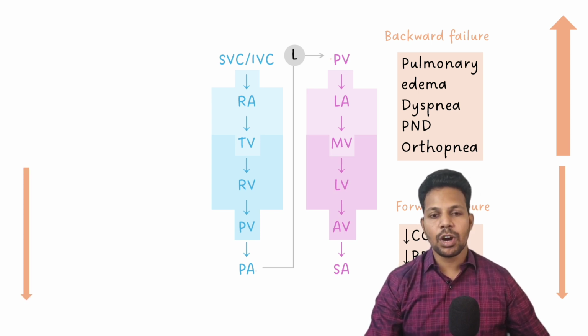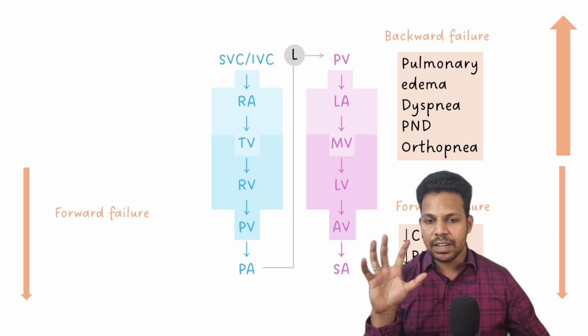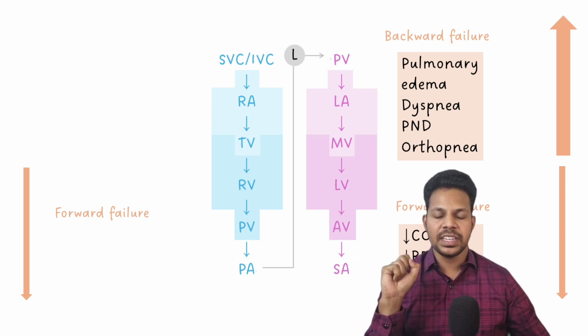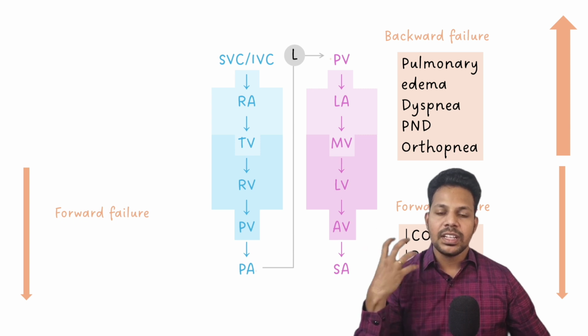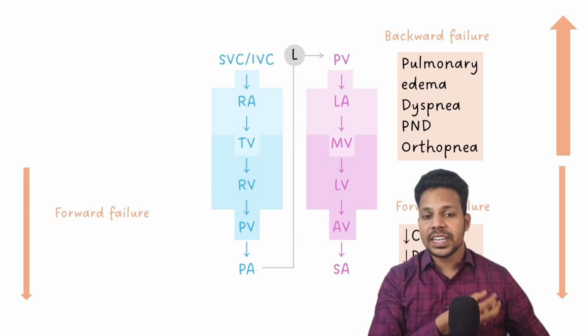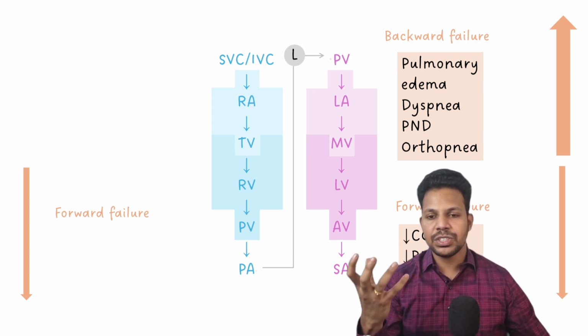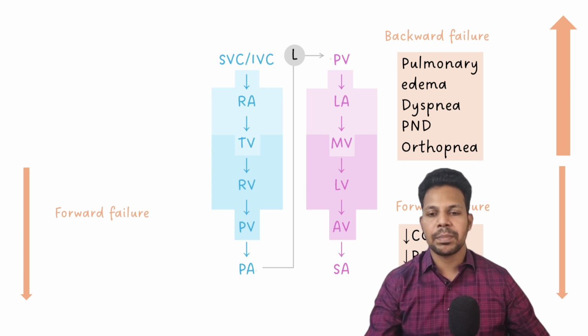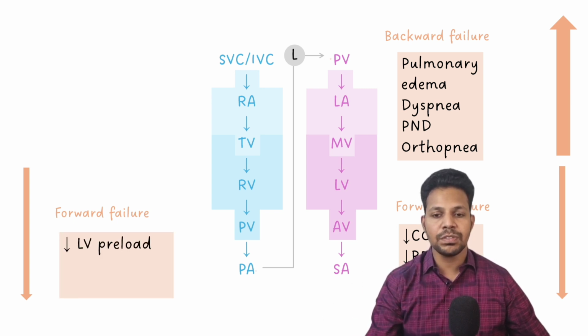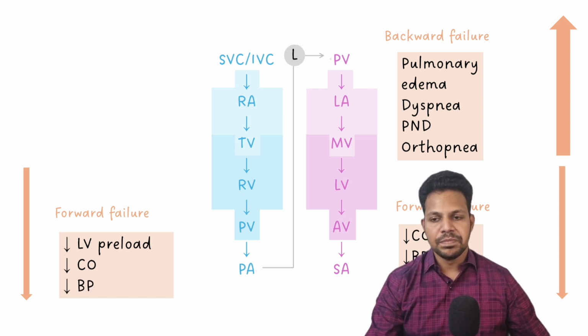Right, now let's move on to the right side. If the patient has forward failure on the right side, what do you think would happen? If the right side of the heart is not pumping properly, the amount of blood reaching the left side is also significantly reduced, and eventually the cardiac output and blood pressure are again reduced, because the blood reaching the left heart is significantly reduced because of the forward failure of the right heart.